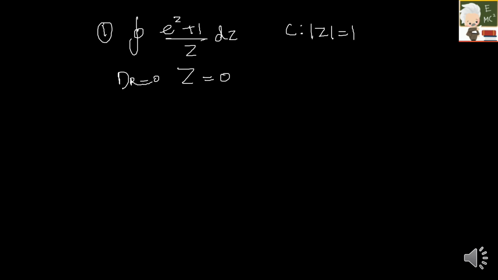So I have to find whether this point is inside or outside the circle. So C is |z| = 1. So z is equal to 0. So 0 is less than 1. So this point obviously lies inside the circle. And the order of the pole here is 1.